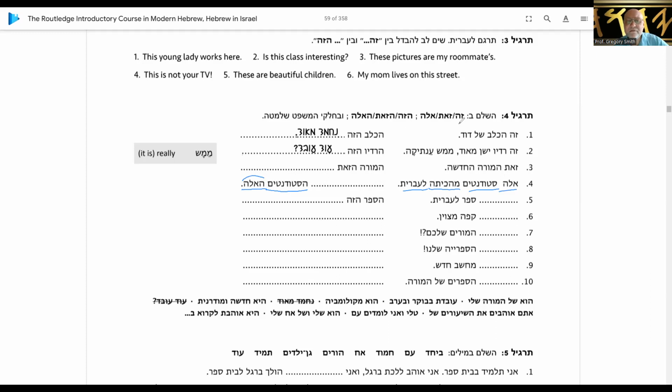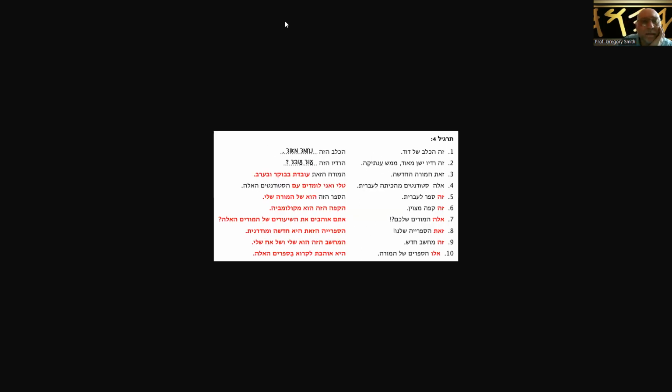So we need to put mehakita la'ivrit. How about... I'm stumped on that one. Sometimes when you get really stumped, you need to look at the answer key and figure it out, and keep looking at the answer keys until you can get it straightened out.